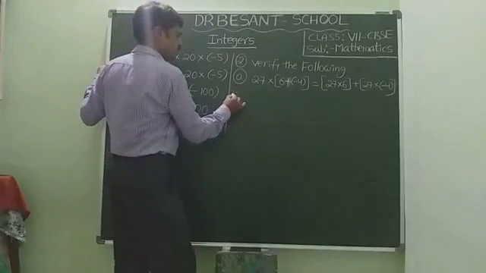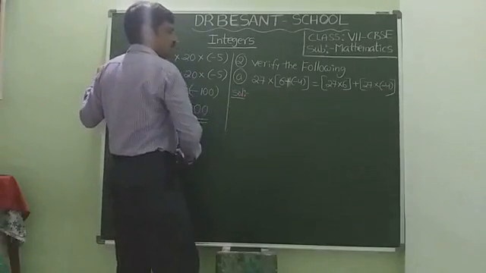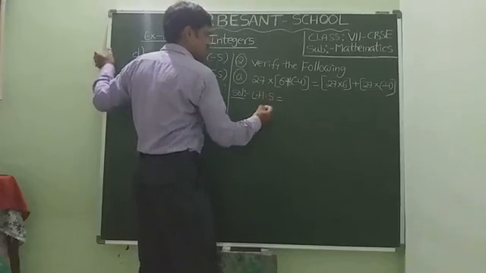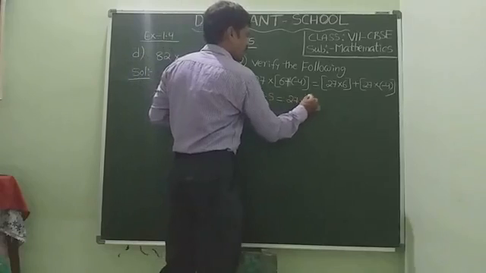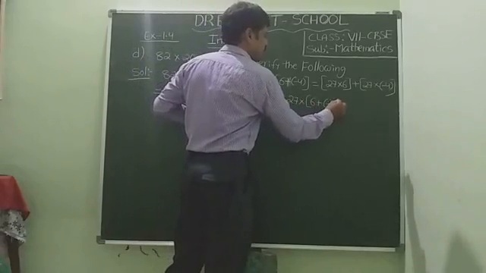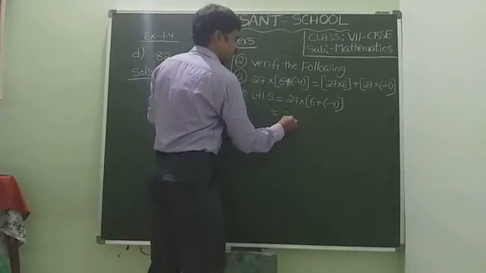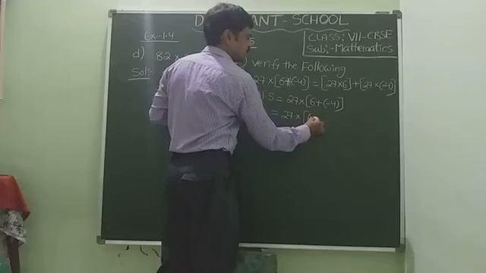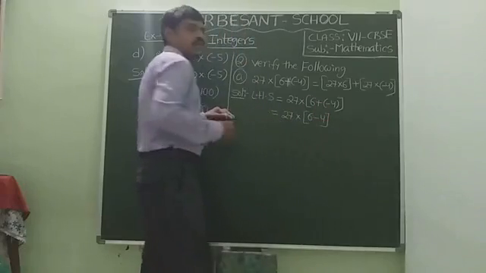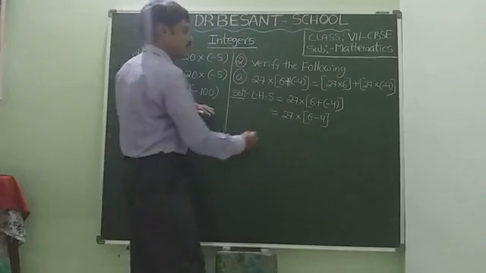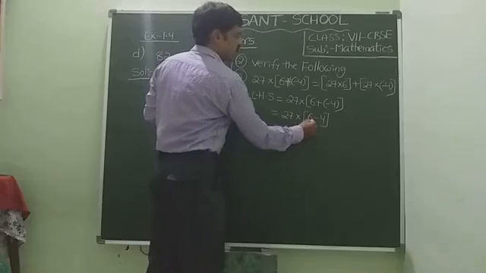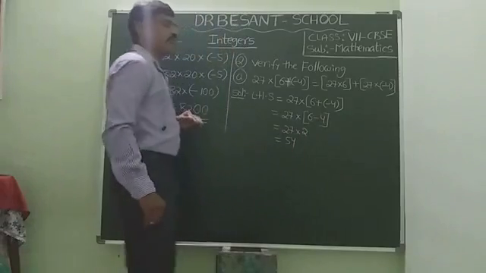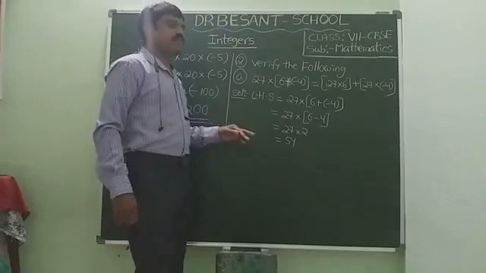So observe here the solution. First of all, we take LHS, that is equal to 27 into 6 plus minus 4, that is equal to 27 into, we know that 6 plus minus 4, that is 6 minus 4, which is equal to 2. 27 2s are 54. So we got LHS as 54.